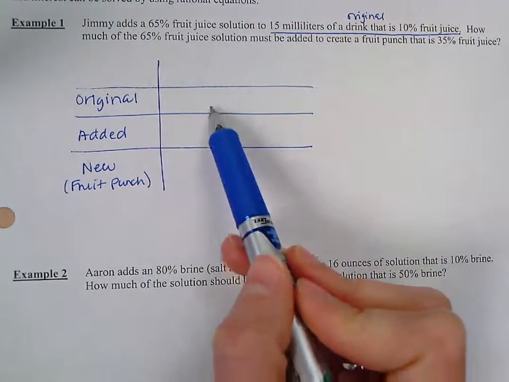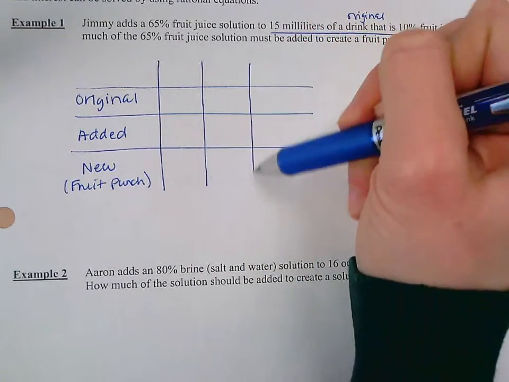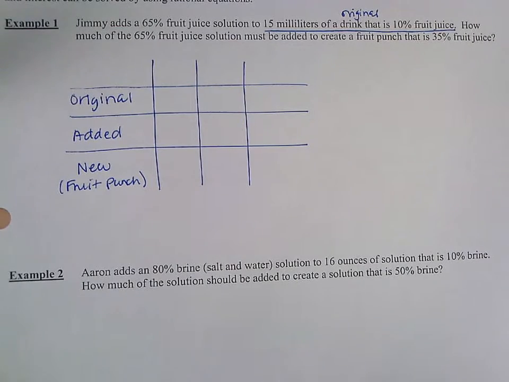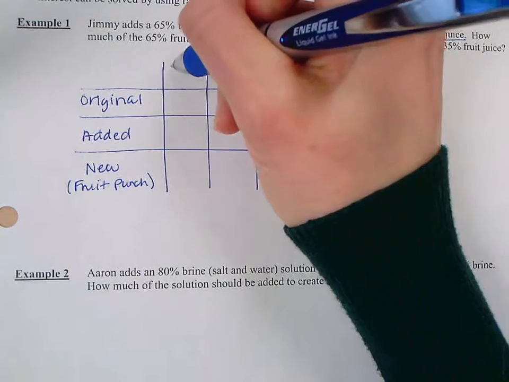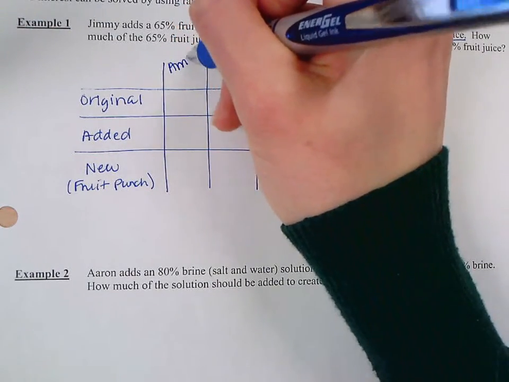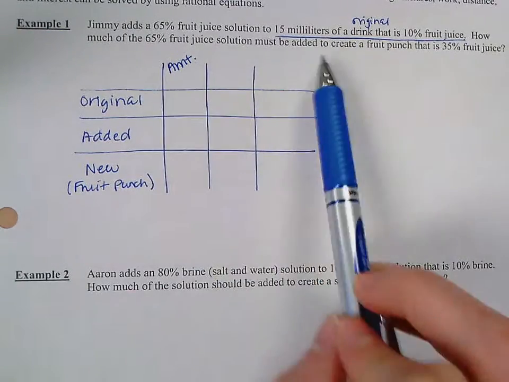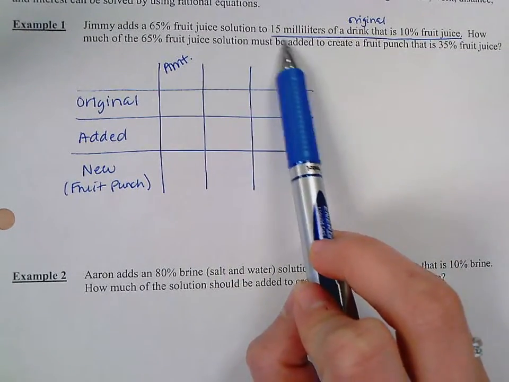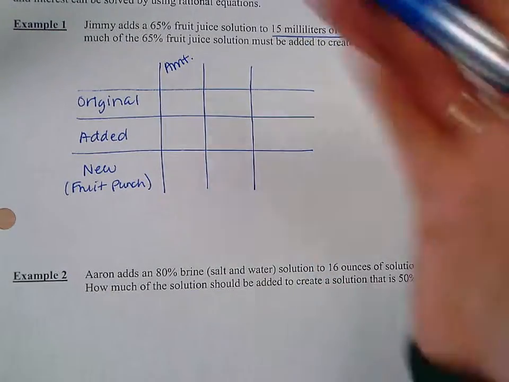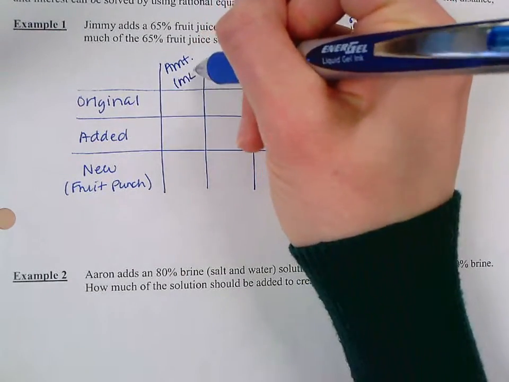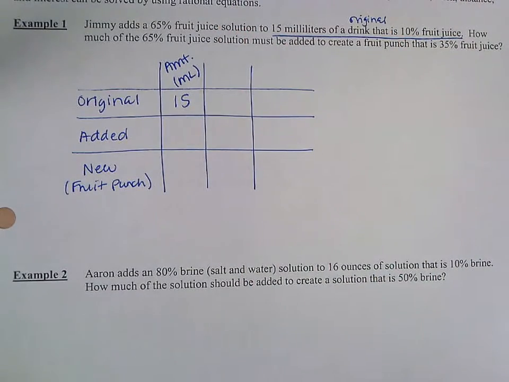So I have those 3 rows, and then I'm also going to make 3 columns. So what I'm going to have in this first column is the amount. I'm just abbreviating amount here. So amount meaning, if you look again at the original, we're starting out with 15 milliliters of the drink. So the amount is the 15 milliliters. So amount in this case is measured in milliliters. You can actually put the 15 there right away for the original.